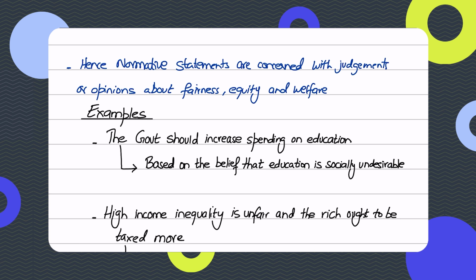So an example we could give is, for instance, the government should increase spending on education. Now, this statement is based on the belief that education is socially desirable, right? Sorry, I should have written that education is socially desirable. That is why we should spend more on education. Again, value judgment, opinion, subjective, right?